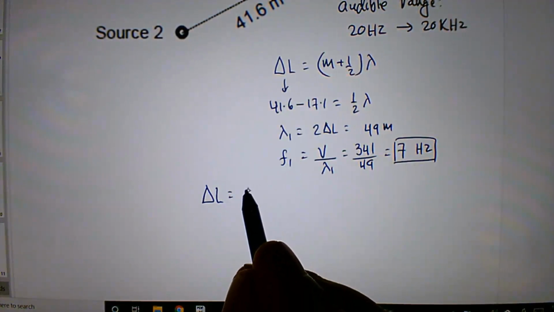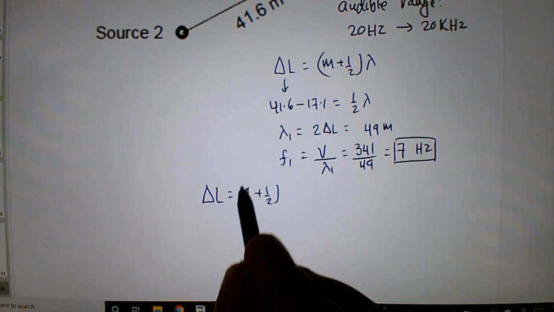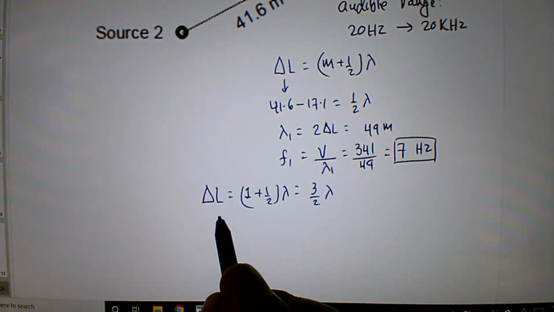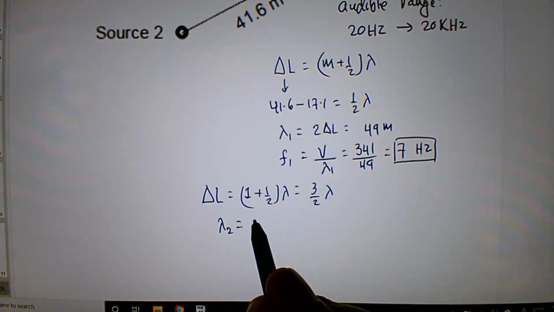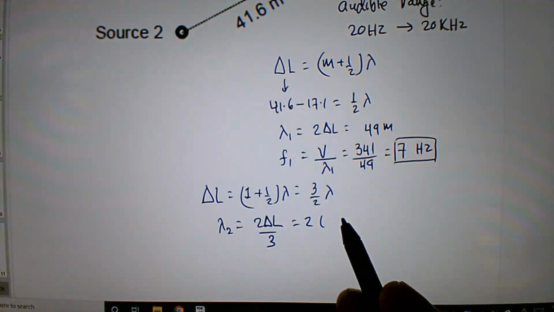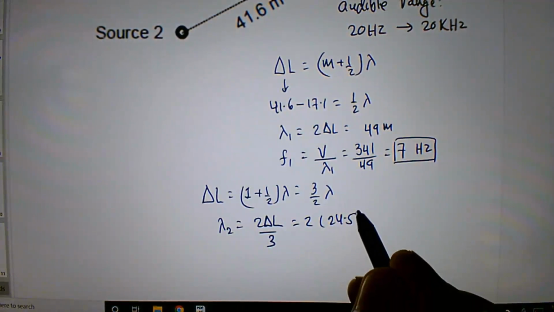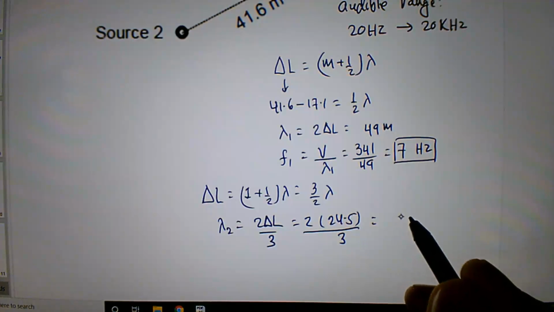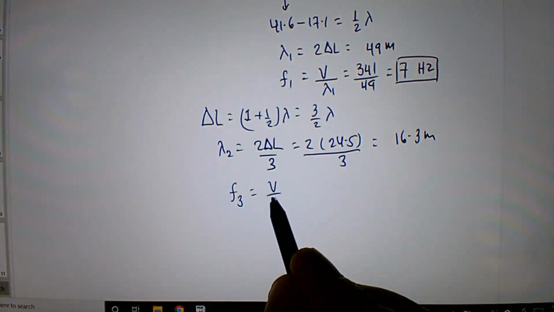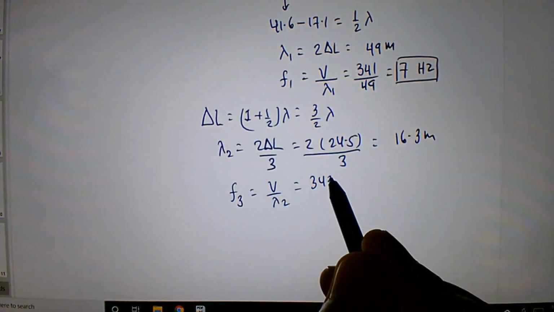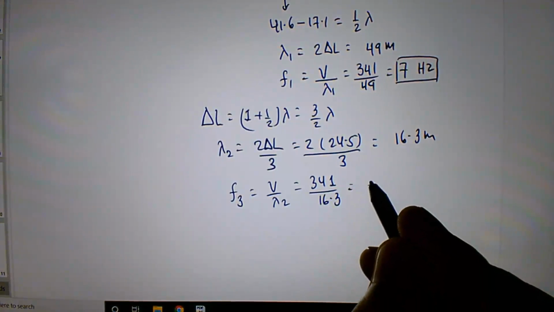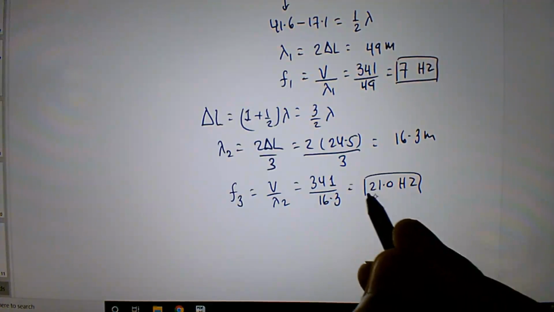The next possible is m equal to 1, so 3/2 lambda. Then lambda 2, the next possible lambda, is 2 times delta L over 3. Here 2 times delta L is the path difference, which is always constant for the given situation, so 24.5 divided by 3 gives you 16.3 meters. The frequency associated with this is V over lambda 2, so 341 divided by 16.3 gives you 21 hertz. So you can hear it. That's your first frequency, right?